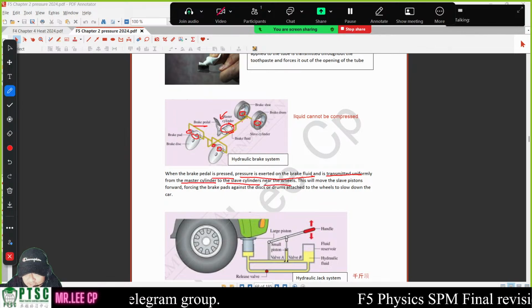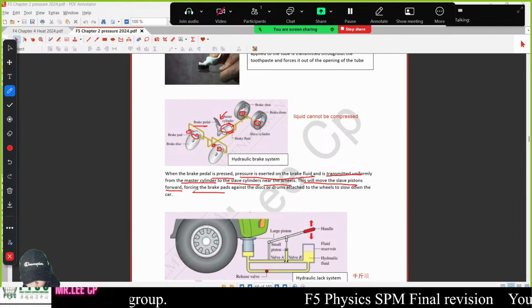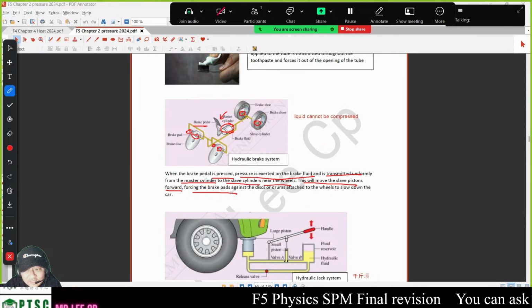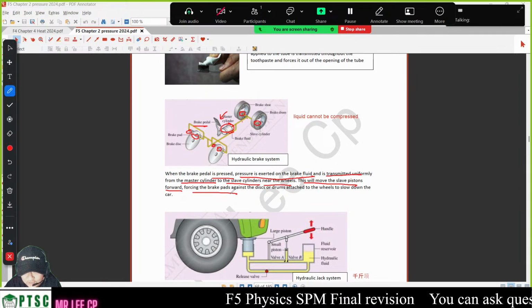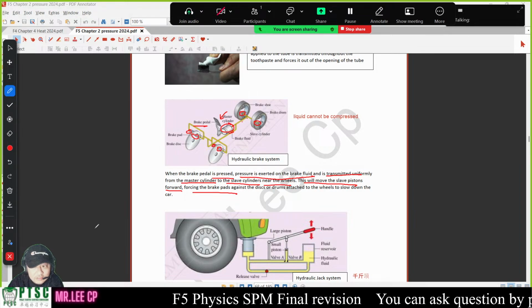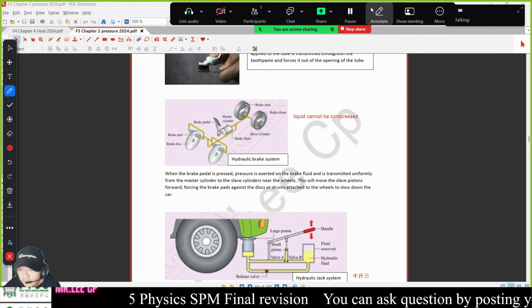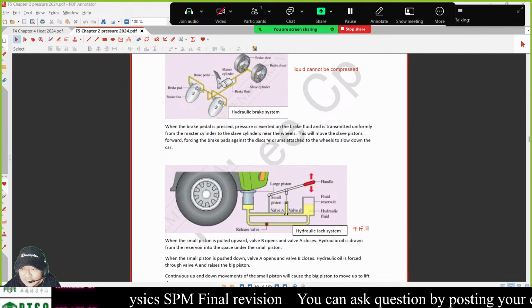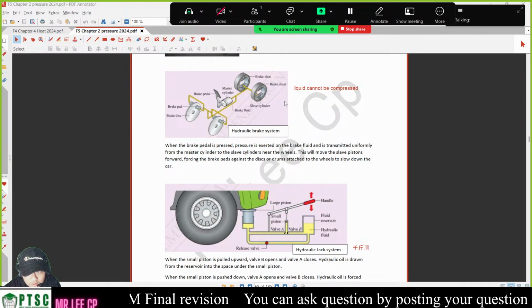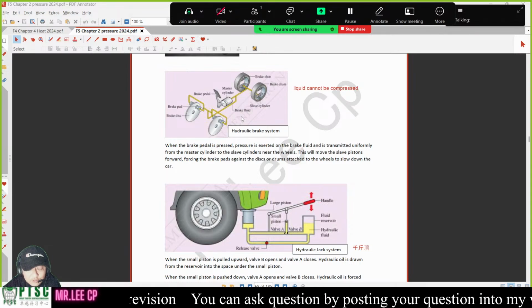This will move the slab piston forward and force the brake pads against the disc or drum attached to the wheel to slow down and stop the car. This is called the hydraulic brake. When they ask in the format, you need to state which one has to be big and which small: master piston small, slab piston big, to produce a higher pressure.